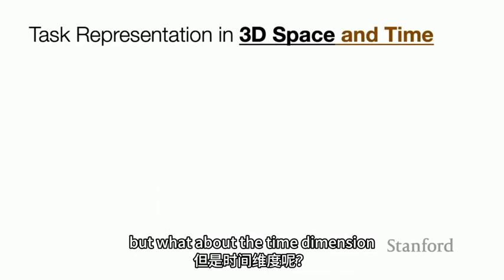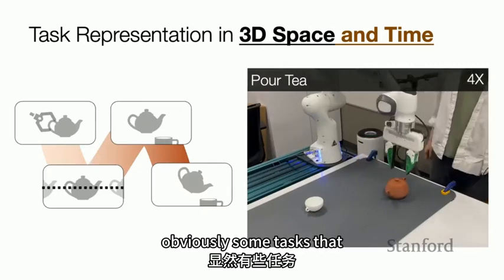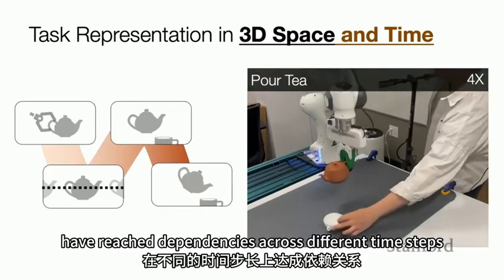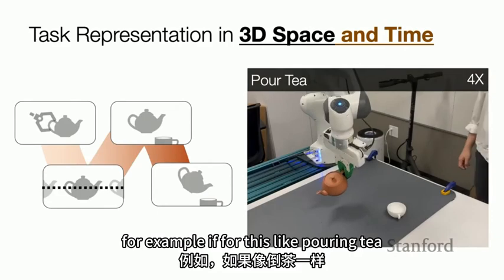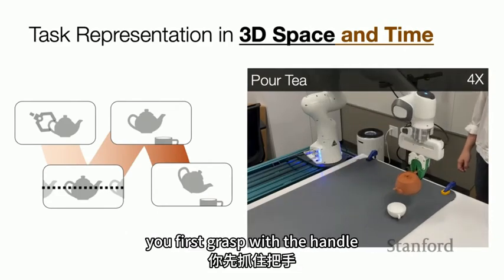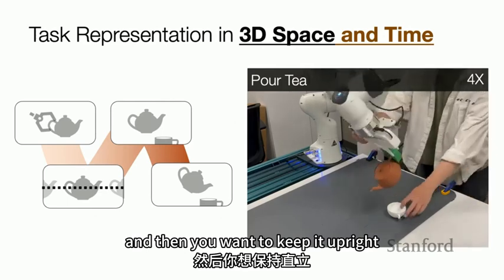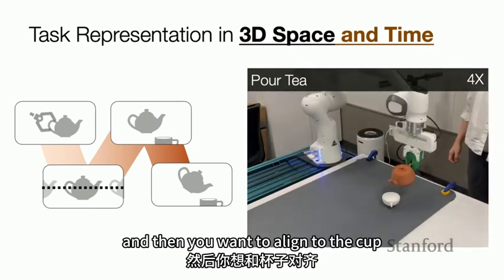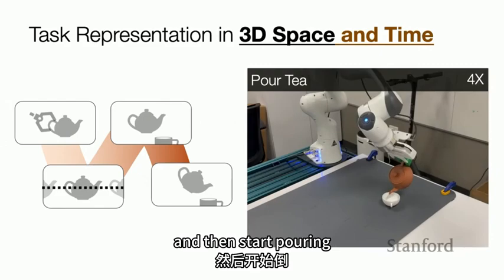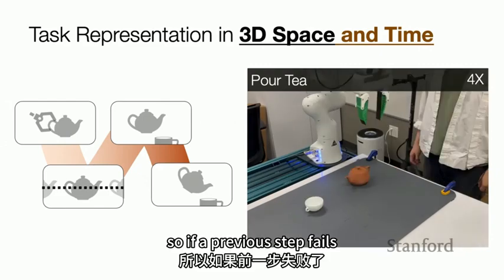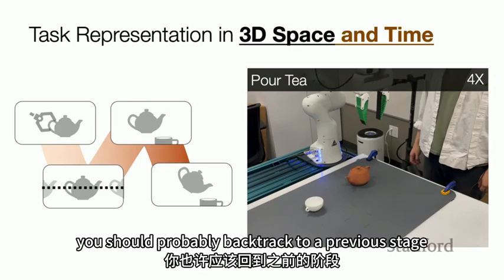But what about the time dimension? Because there are obviously some tasks that have dependencies across different time steps. For example, for pouring tea, you first grasp the handle, and then you want to keep it upright, and then you want to align to the cup, and then start pouring. So if a previous step fails, you shouldn't proceed to the next one. You should probably backtrack to a previous stage.